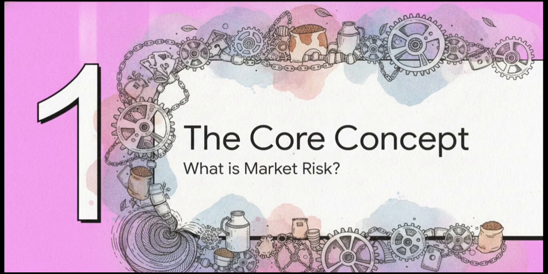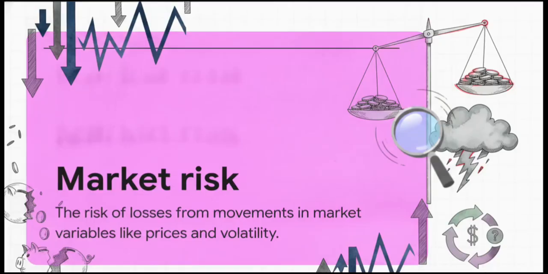So what kind of systemic trap did our hypothetical milk farm just fall into? Let's move to Section 1, the core concept. What exactly is market risk? The formal definition goes like this. Market risk is the risk of losses in positions arising from movements in market variables like prices and volatility.